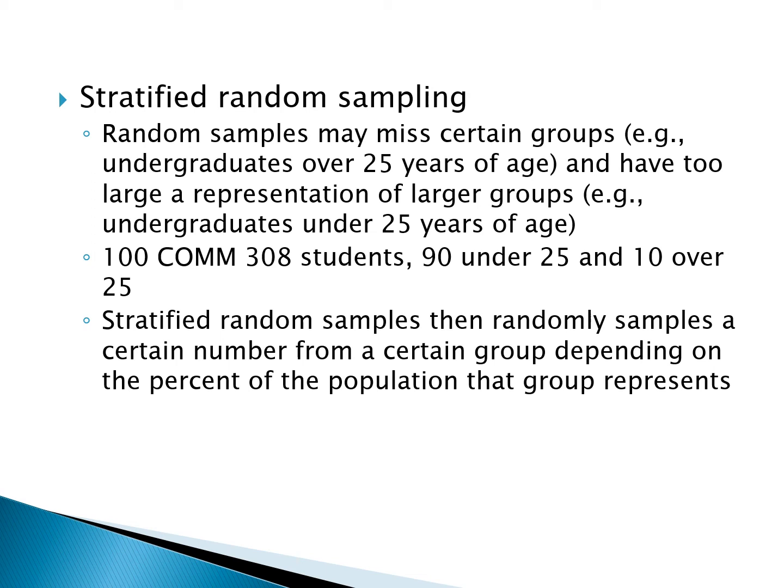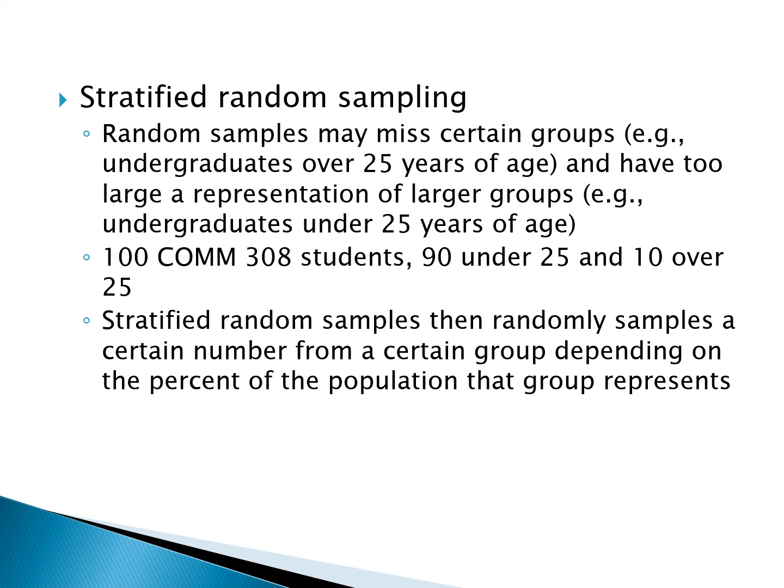by sampling only a certain number from a group depending on the percent of the population that group represents. So for example, if I wanted 20 people in my class sample, 90% of them would be 18 of those who are under 25. What I would do there is some sort of systematic sampling just for those students who are under 25. Let's say every fifth person who is under 25, I would get my 18.